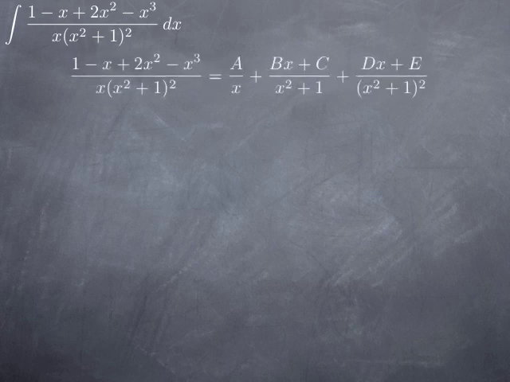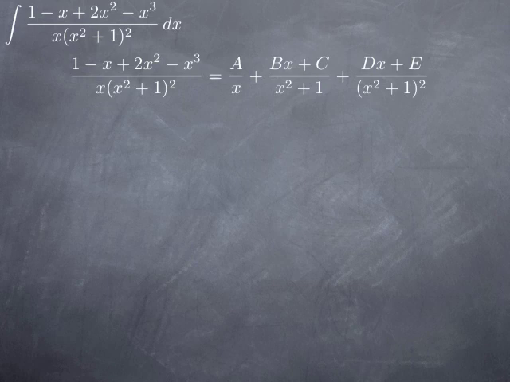In this case, the factored form contains one non-repeated linear factor, x, and to this corresponds A over x. Then we have one irreducible quadratic factor, x² + 1, that is repeated twice. So we get two partial fractions, (Bx + C) over (x² + 1), and (Dx + E) over (x² + 1)², one for each power of x² + 1, from 1 to 2. And now we need to find these coefficients A, B, C, D, E.